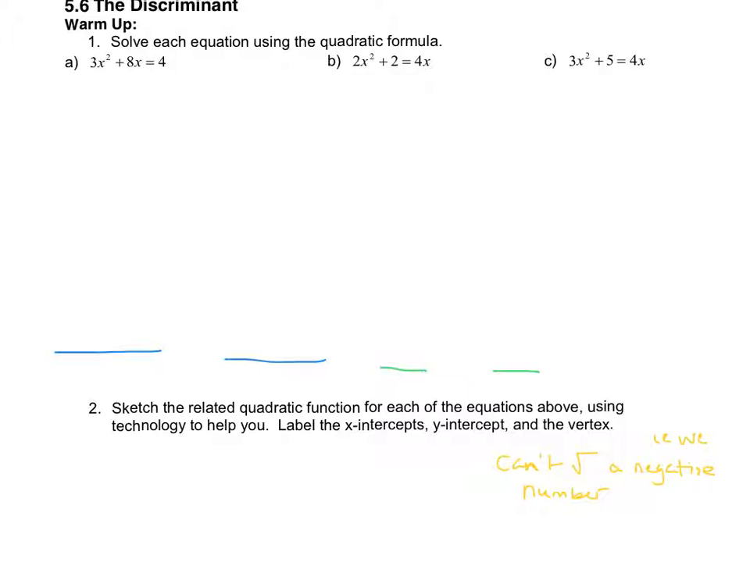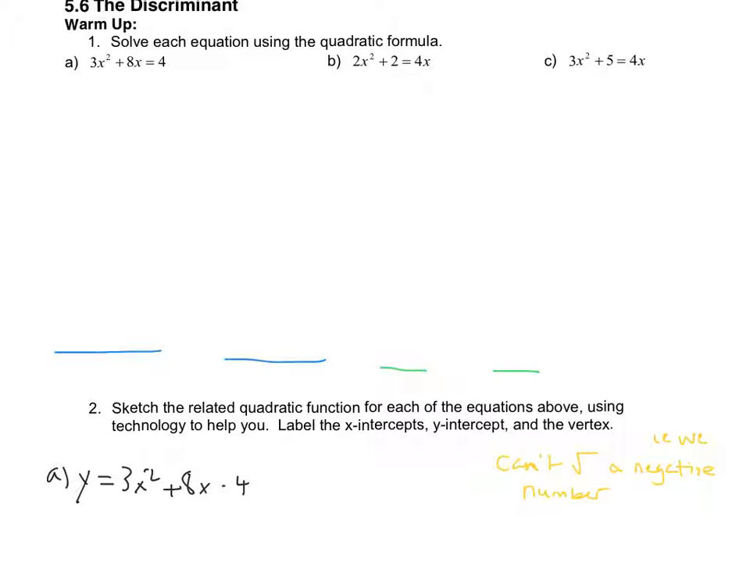Well, I want to look at what each one of these functions, the related quadratic function, would look like if we were to graph it. So my first related quadratic function for part A above would be if I type in y equals 3x squared plus 8x minus 4.